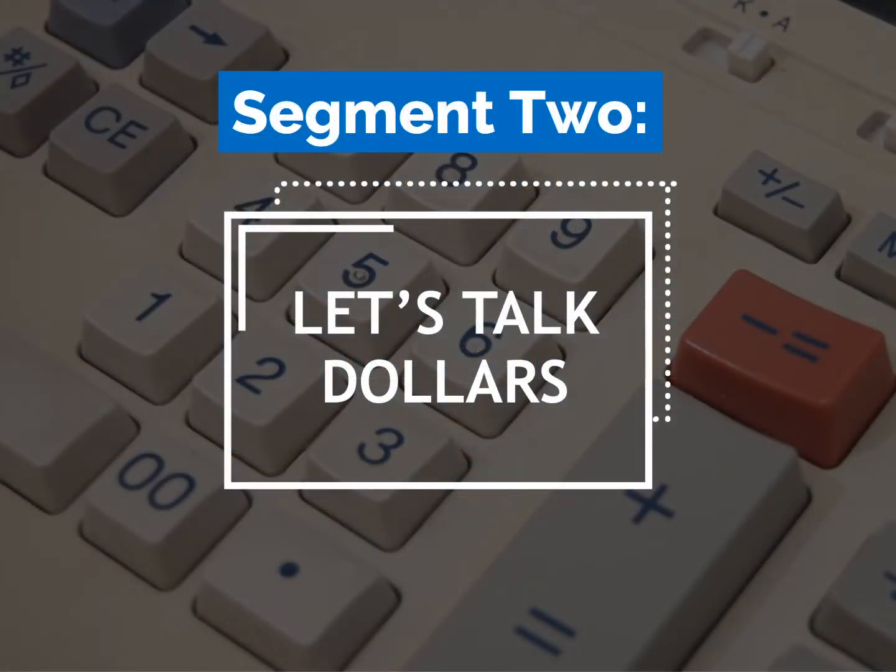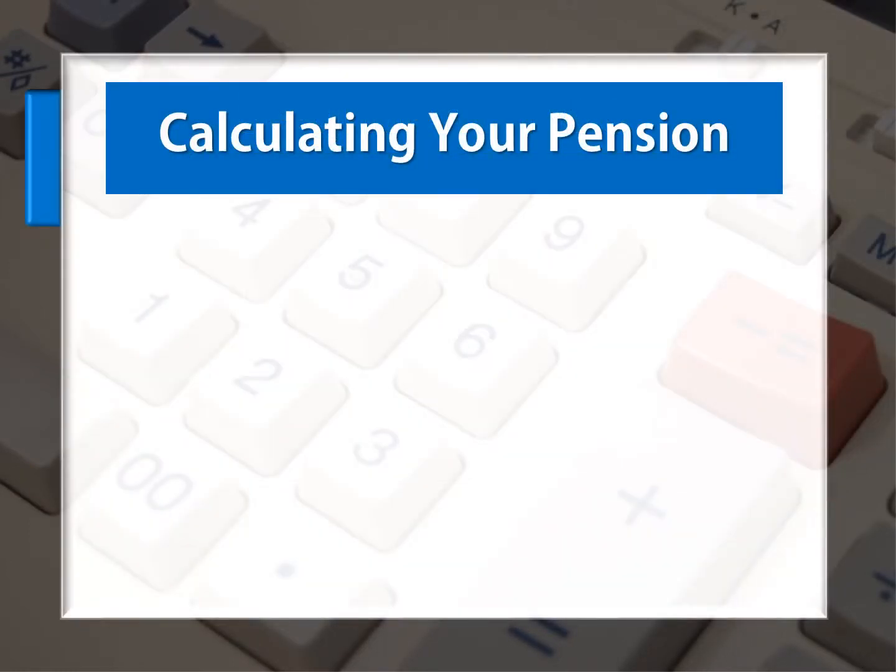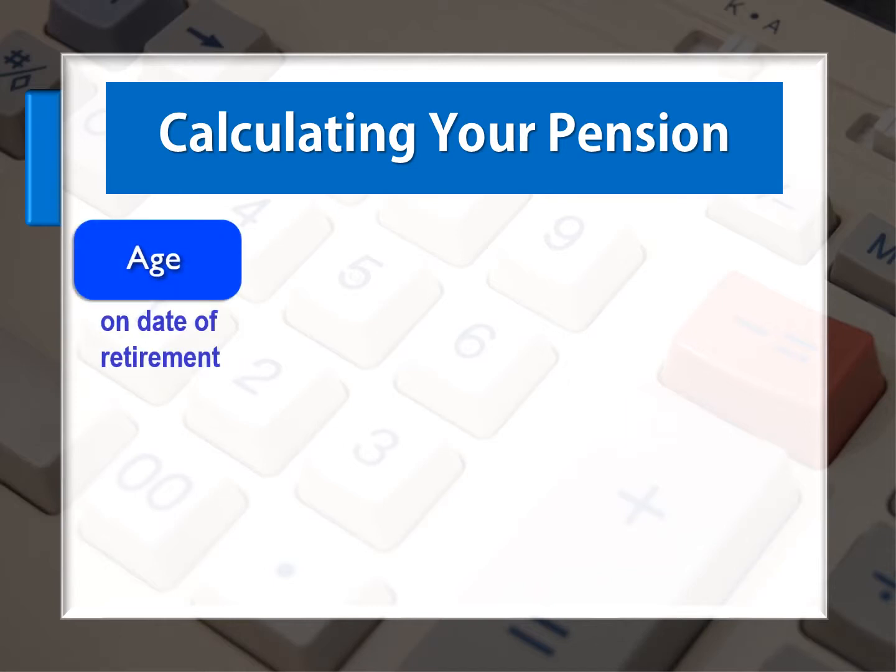Let's talk dollars. We're guessing that you want to know how your pension is calculated and how much it will be. We mentioned earlier that age and service are requirements for eligibility to retire. There are also factors in the calculation. Let's break them down. The first factor is your age on the date of your retirement.